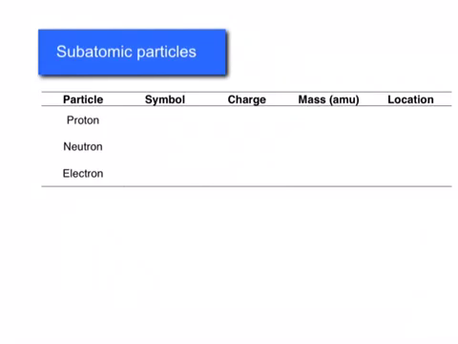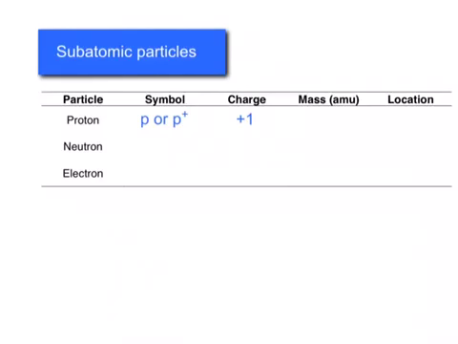Today I'm going to tell you what the symbols are, the charges, the mass, and where they're located in the atom, which should be a little bit of a review. So first let's start with the proton. The symbol for the proton is a lowercase p or a p plus. And the plus is there because the proton has a +1 charge. And you should remember that from the last video we watched about the models of the atom.